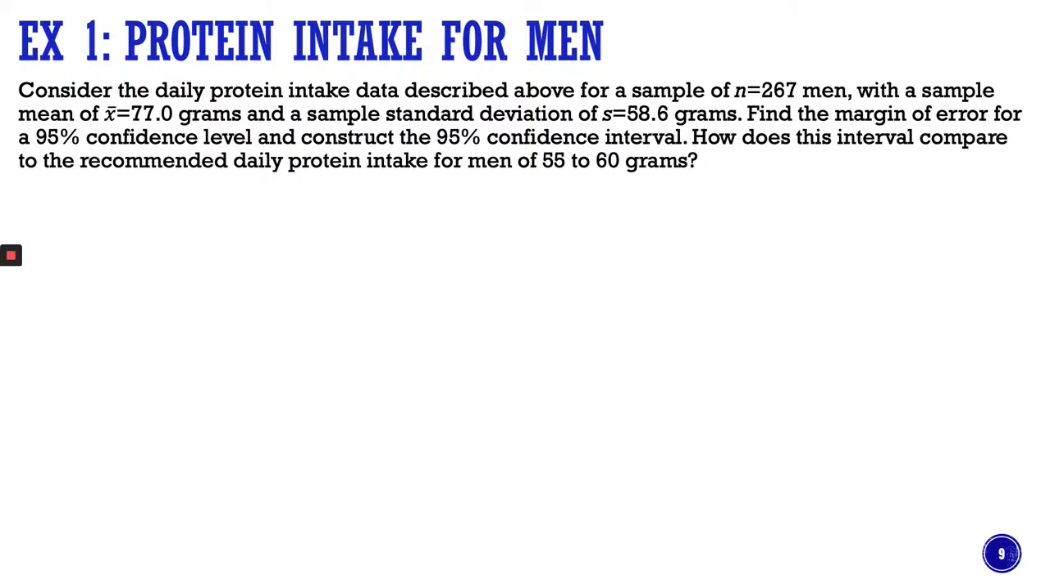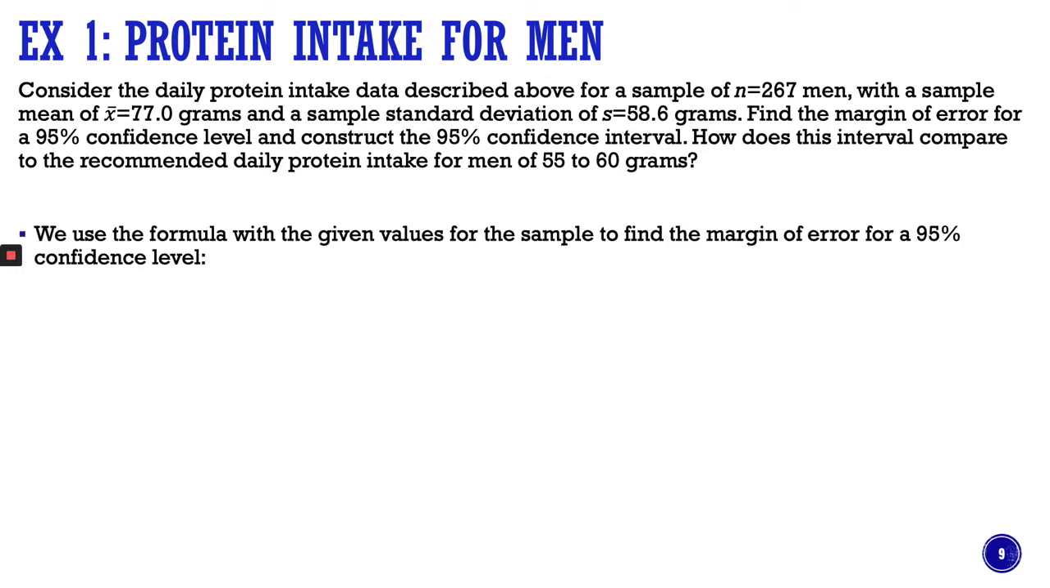Consider the daily intake for example 1. We're considering the daily protein intake data described above for a sample of n equal to 267 men, with a sample mean of x bar equal to 77.0 grams and a sample standard deviation of s equal to 58.6 grams. Find the margin of error for a 95% confidence level and construct the 95% confidence interval. How does this interval compare to the recommended daily protein intake for men of 55 to 60 grams?